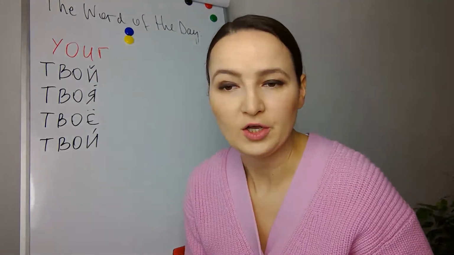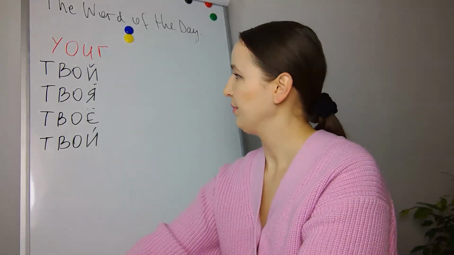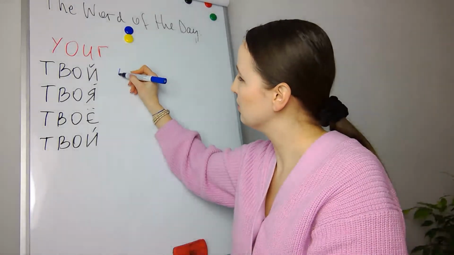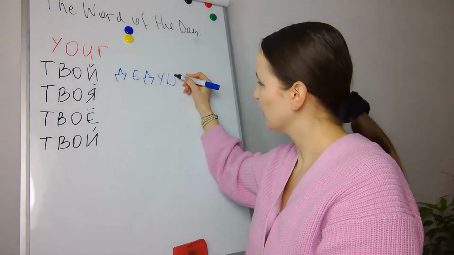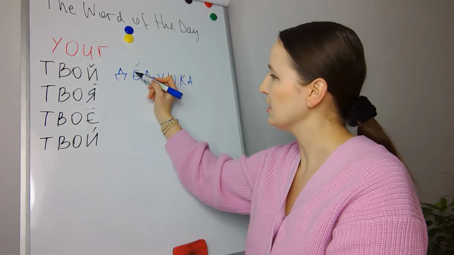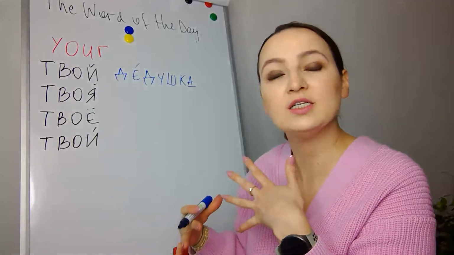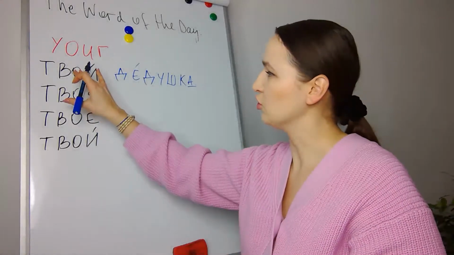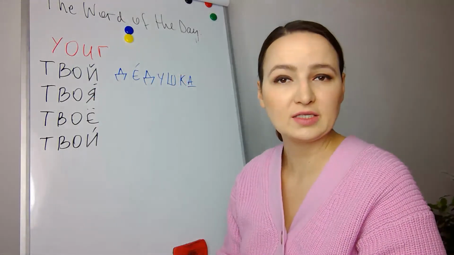Твой, for example, you wrote твой сын, your son, твой кот. Another example, твой дедушка. Here, pay attention to the stress. It's not дедушка, it's дедушка. Although it ends in А and it looks like feminine, it is masculine because дедушка means a grandfather, and a grandfather is a man. Твой, your grandfather. Твой is masculine and it's followed by a masculine noun.